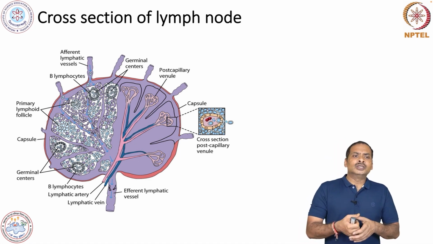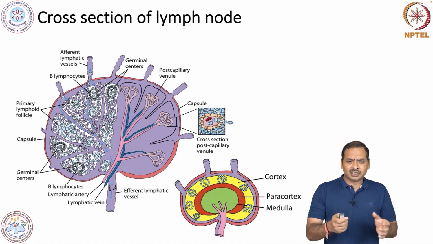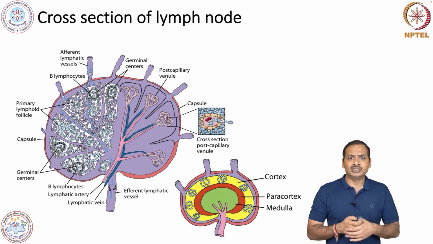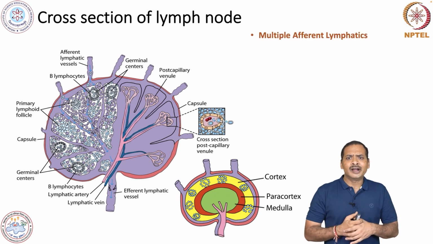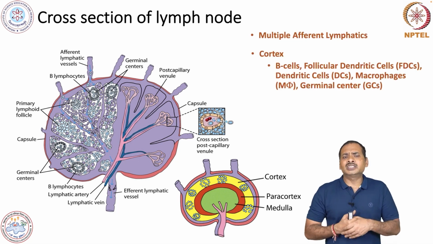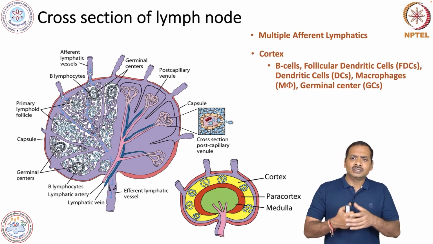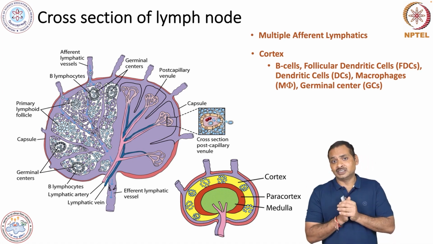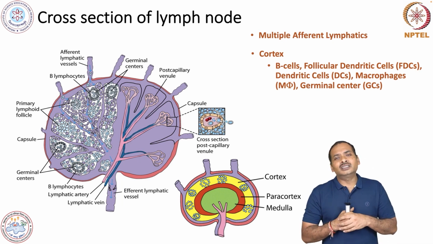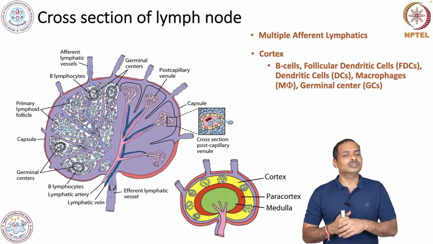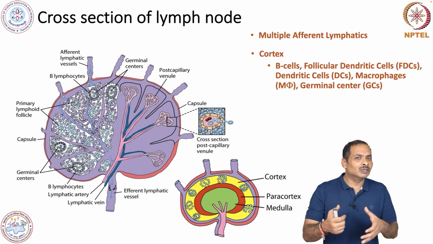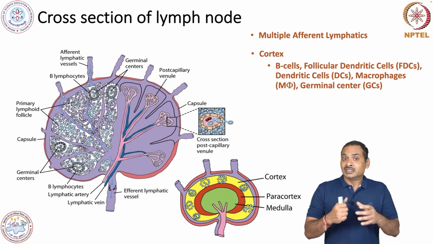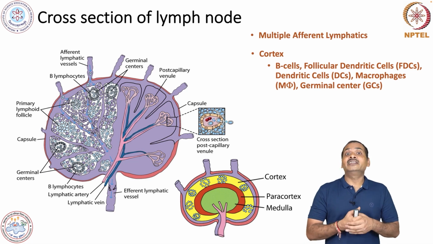Again, I will explain each region, the cortex, paracortex, and medulla. What is the cellular composition? The cortex is rich in B lymphocytes, follicular dendritic cells, and dendritic cells. These are two different kinds of dendritic cells, please note. Follicular dendritic cells play a very important role in B cell development and B cell associated functions. But dendritic cells are very good antigen presenting cells.